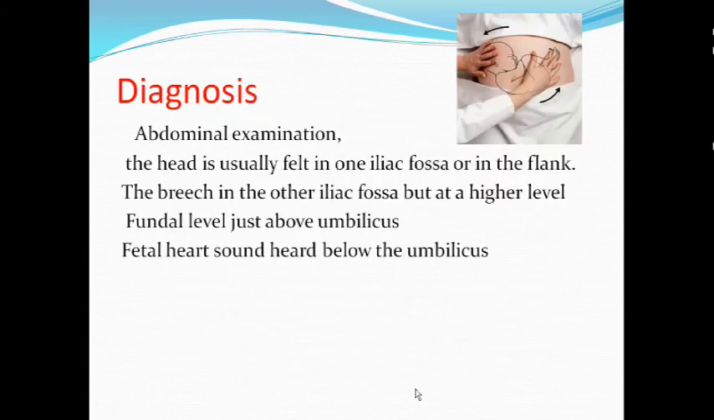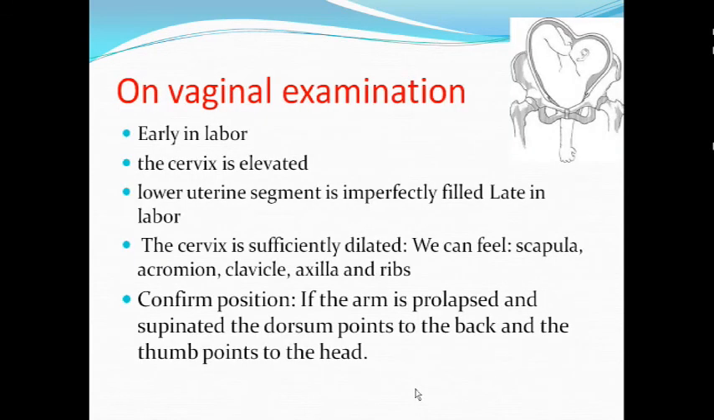How will you diagnose? On abdominal examination, the head is usually felt in one iliac fossa or in the flank, and the breech in the other iliac fossa but at a higher level, fundal level just above the umbilicus. Fetal heart sound is heard below the umbilicus. On vaginal examination, early in labor the cervix is elevated and the lower uterine segment is imperfectly filled. Late in labor the cervix is sufficiently dilated. Then we can feel the scapula, acromion, clavicle, axilla and ribs.